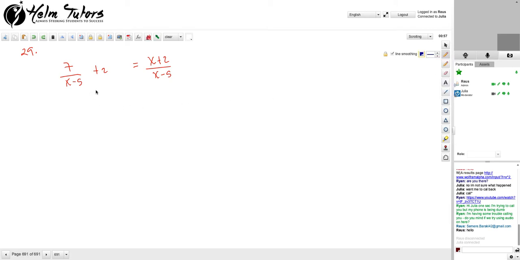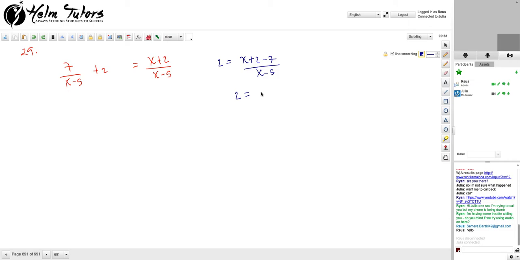So I guess because this fraction already has the same denominator, then just use the, what is it, 7 over x minus 5 to the right. Sure, I could do that. So one option is if I did that, then I would write 2 equals x plus 2 minus 7 over x minus 5.